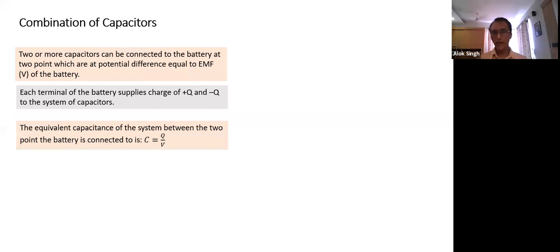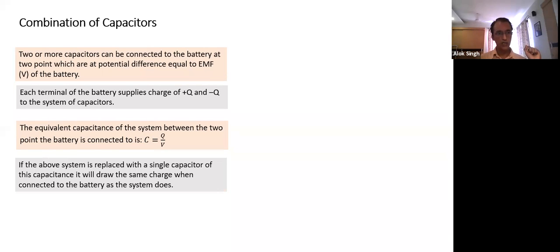Though there are many capacitors, I can treat them as one capacitor. What is the equivalent capacitance of the whole system? It is equal to the charge transferred by the battery divided by V. I hope this logic is simple and clear. The equivalent capacitance of a system of capacitors connected to 2 points is equal to the charge transferred by the battery divided by V. If the whole system is replaced with a single capacitor of capacitance C, it will behave in the same fashion as the combination of capacitors.